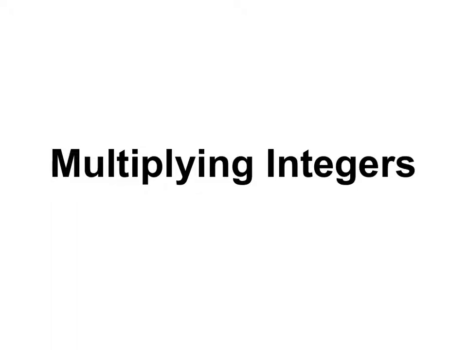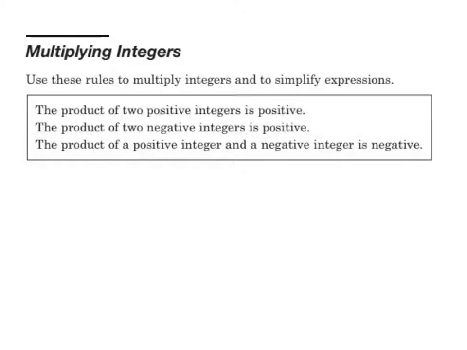This lesson is on multiplying integers. You've added and subtracted integers, and now we're going to bring in multiplication. To multiply integers, we're going to use the rules below, and we can also use the rules below to simplify expressions. So the product of two positive integers is positive.